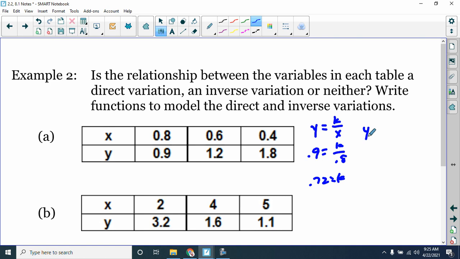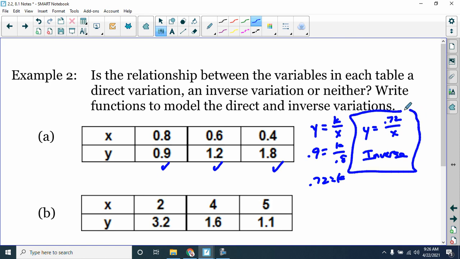So if it's inverse variation based on the first point, my equation is y equals 0.72 divided by x. So we know it works for this point. Check the other points. If I plug in 0.6 for x, 0.72 divided by 0.6 does give me 1.2. 0.72 divided by 0.4 does give me 1.8. It works for all 3 points. Therefore, yes, we do have inverse variation, and the equation is y equals 0.72 over x.